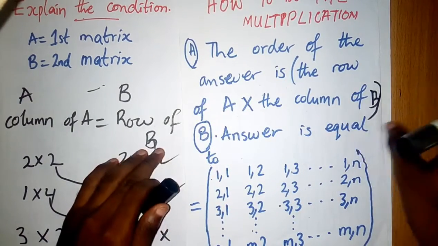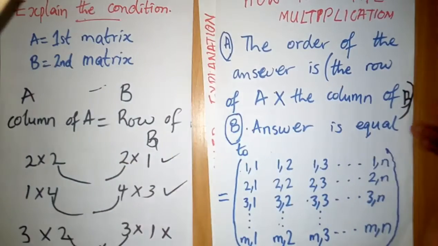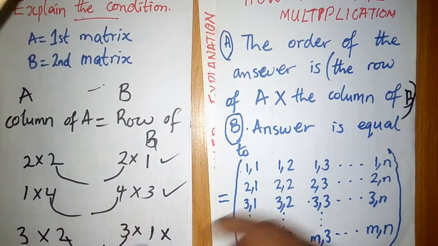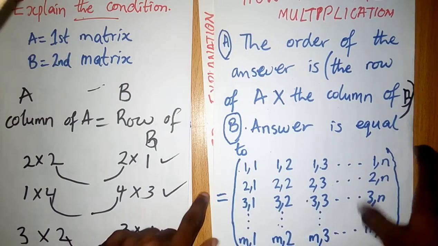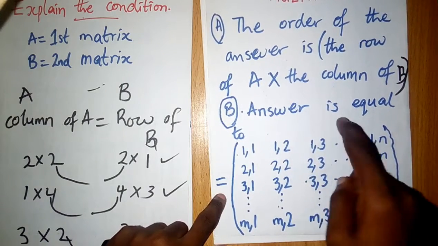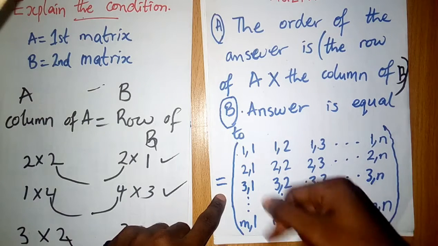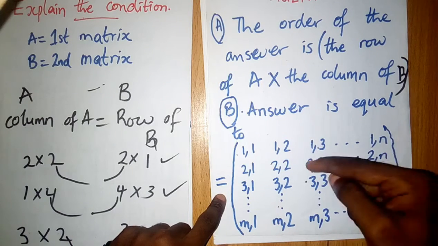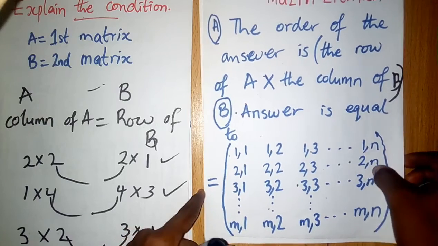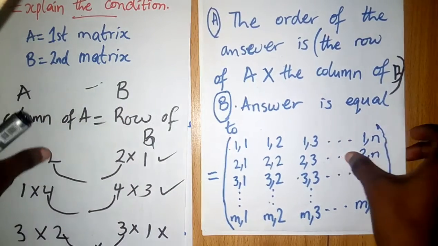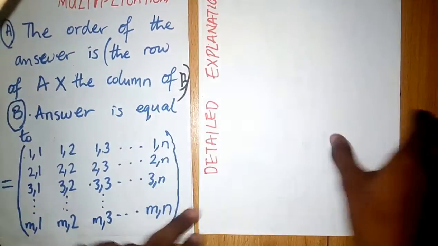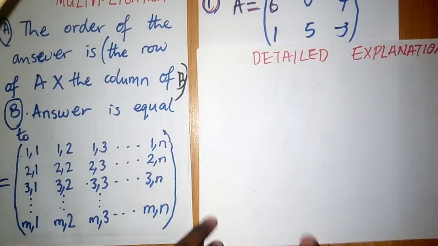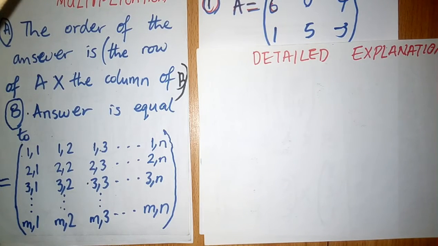Now we are taking note that the answer could be 1 by 1, 1 by 2, 1 by 3, and so on, 2 by 1, 2 by 2, 2 by 3, and so on. Now, how do you do the multiplication? Let me explain that here.